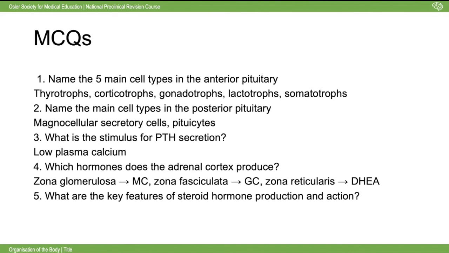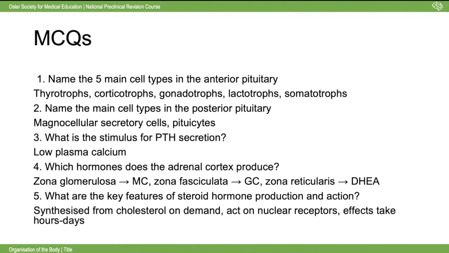Okay, so some of the things I put were that steroid hormones are synthesized from cholesterol. They're produced on demand, so they're not stored. They act on nuclear receptors because they can diffuse through the cell surface membrane. They don't need to act on cell surface receptors. And because they're acting through altering transcription, their effects take hours to days to take place.